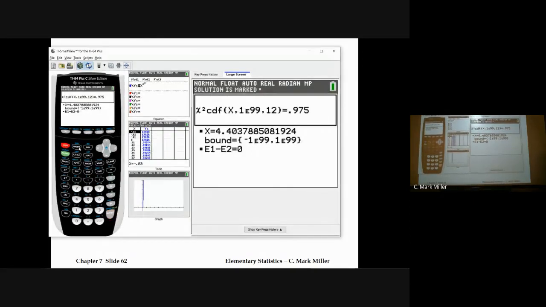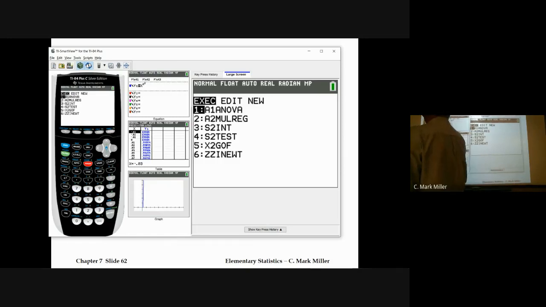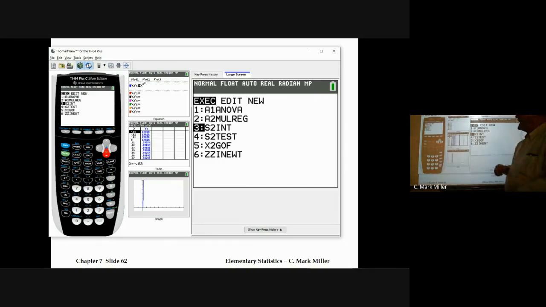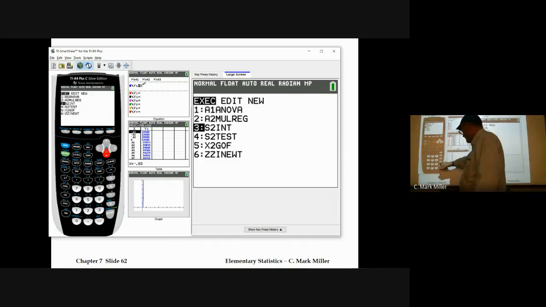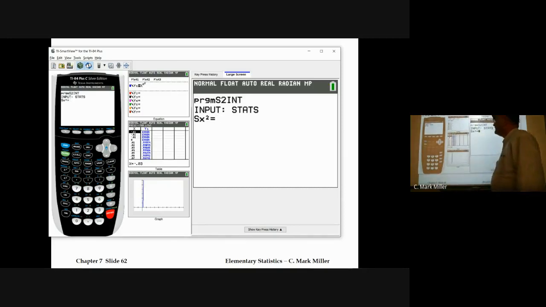Second. So we are going to use, you hit program this time. Oh, I pray it's here. Oh, yes. S2int. S2 is S squared, right? I don't know why they didn't put a sigma there, because there is a character on here for sigma, but they put S2 interval. You hit enter, and you paste it to your home screen, and you're going to run it. Okay?